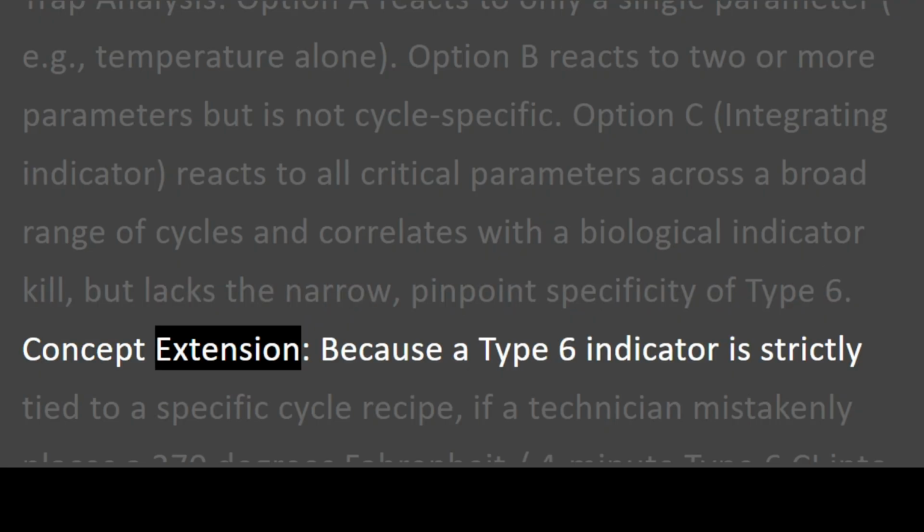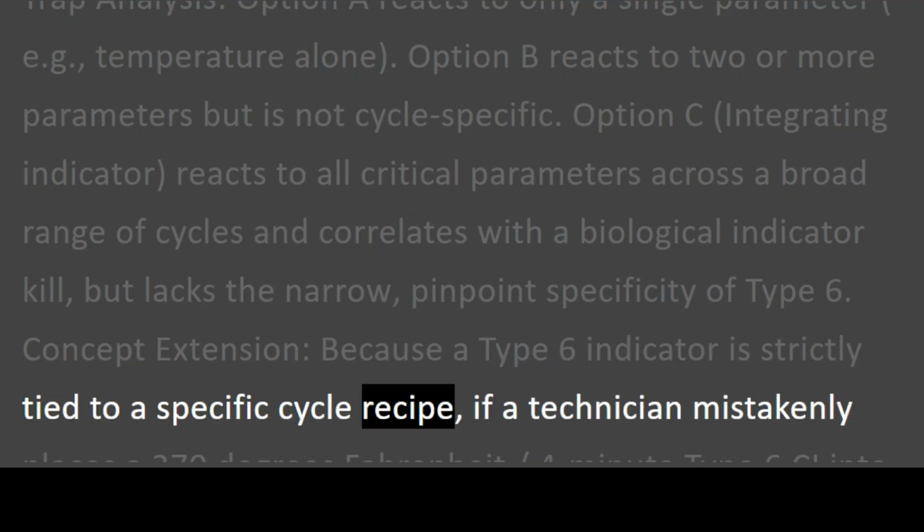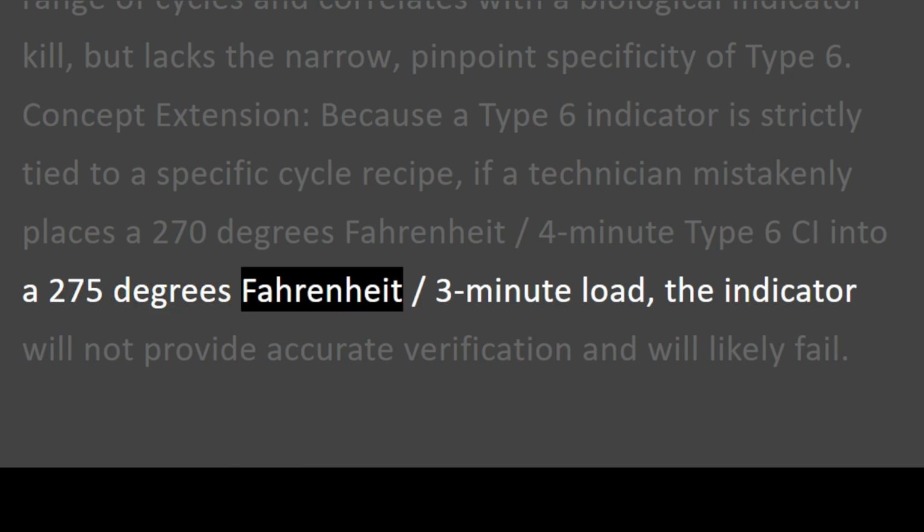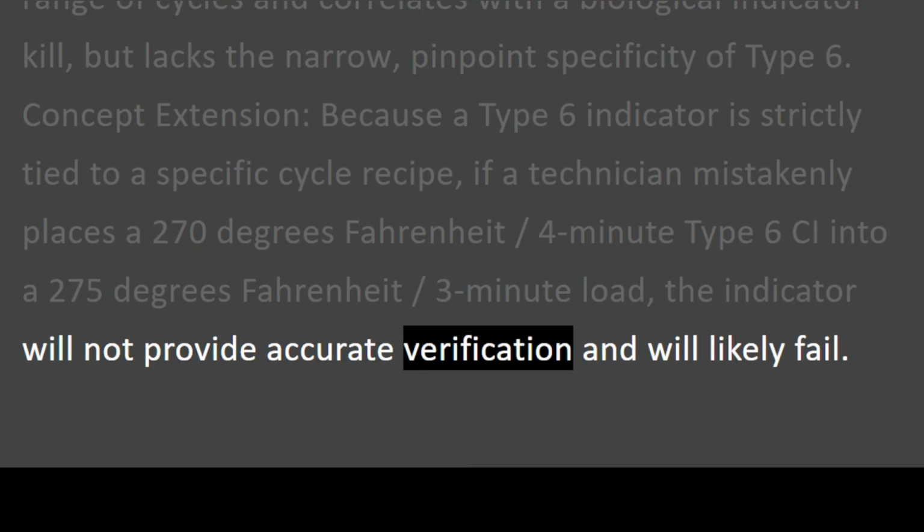Concept extension. Because a type 6 indicator is strictly tied to a specific cycle recipe, if a technician mistakenly places a 270 degrees Fahrenheit / 4 minute type 6 CI into a 275 degrees Fahrenheit / 3 minute load, the indicator will not provide accurate verification and will likely fail.